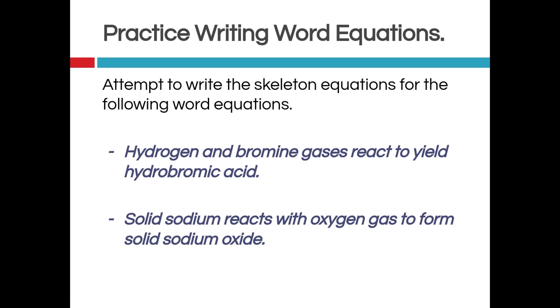So, okay. I want you to try and do these on your own. It says, practice writing word equations. Attempt to write the skeletal equations for the following word equations. So what is a skeletal equation? It's just writing out the chemical symbols and chemical formulas instead of the sentences, instead of the word equation. Then we're going to take a look and see if you got them right. So pause the video, go do that.